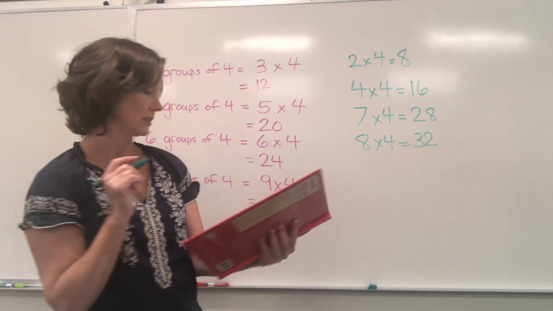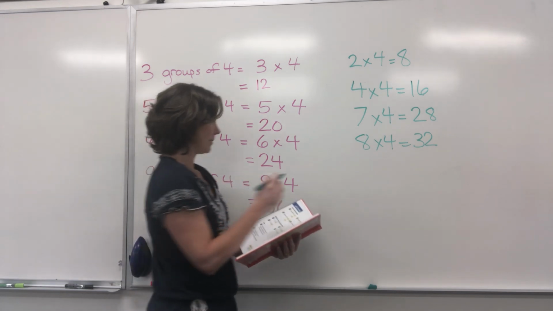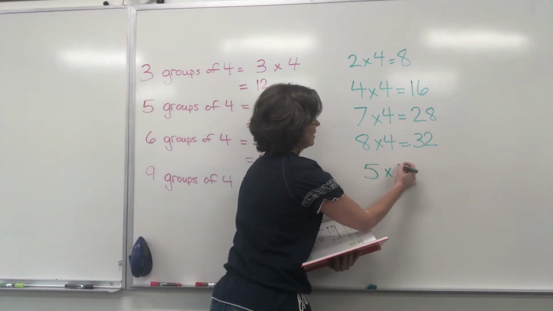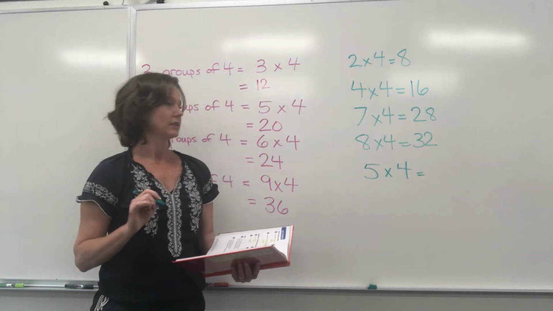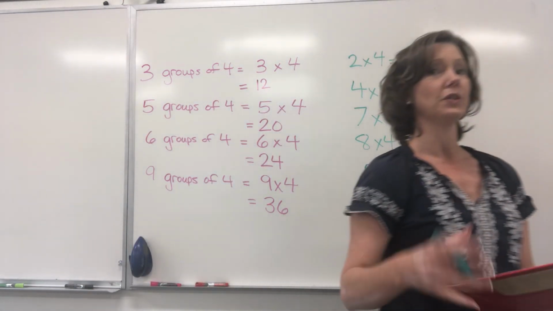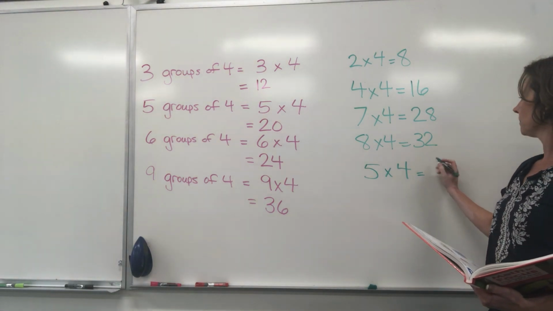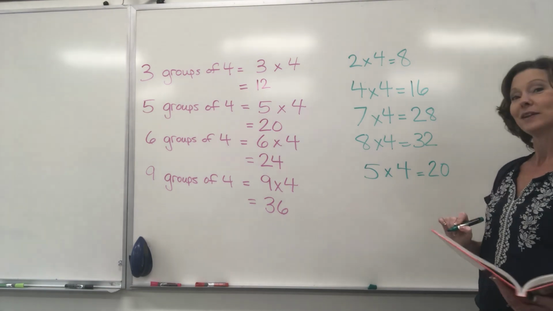So what is your number sentence going to look like? 5 rabbits. Each rabbit has 4 carrots. You have 5 rabbits, and you have 4 in each, 4 carrots each. So what is 5 times 4? I could count by 5s or 4s. You decide which way you want to count and come up with your answer. You should have written 20.